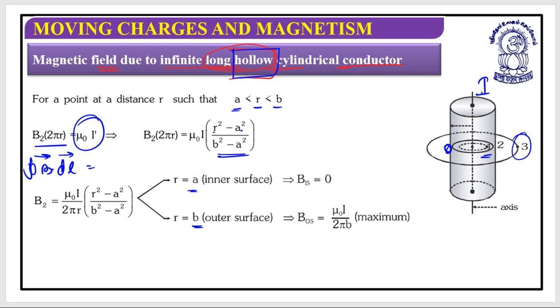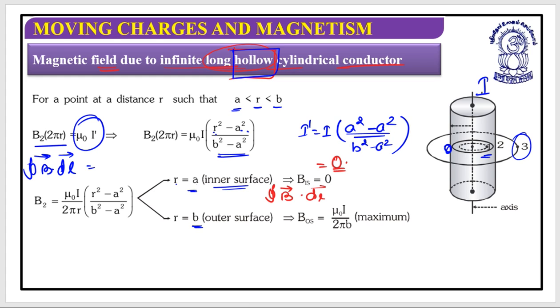Now, when I am talking about the inner surface, this I enclosed can be written as I times, with r equal to a, a squared minus a squared upon b squared minus a squared. So a squared minus a squared makes 0, and I enclosed is 0. So it is mu naught times 0, and that's why B inside is 0. We are talking about the hollow cylindrical conductor.